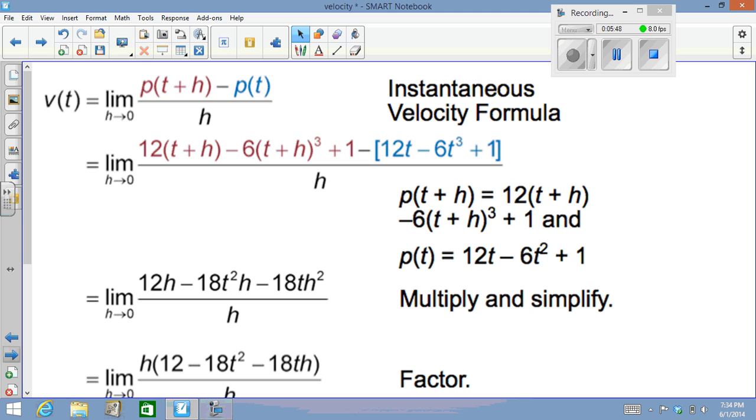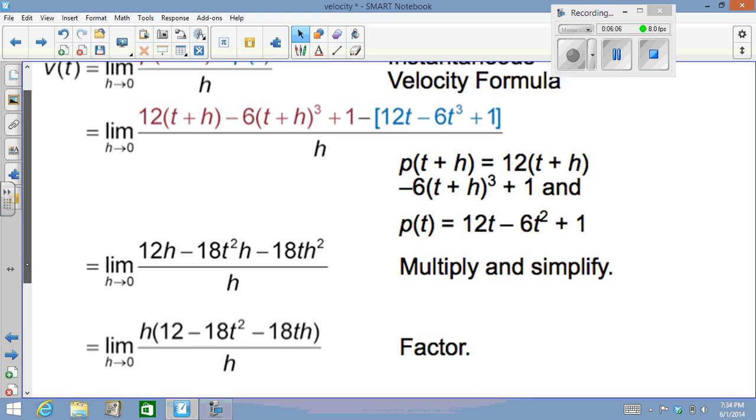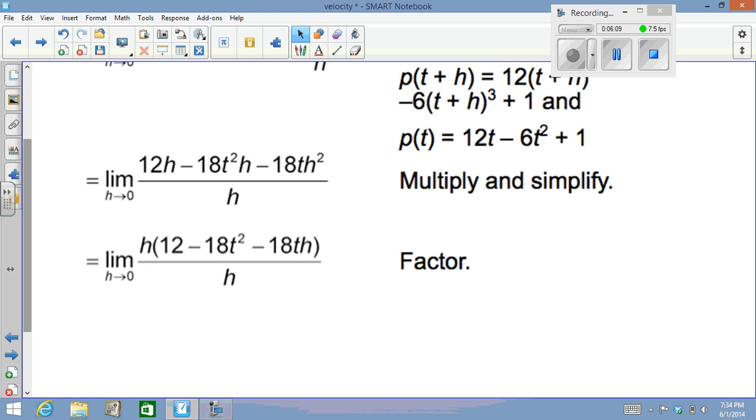So I'm going to have 12 times t plus h minus 6 times t plus h cubed plus 1, minus that same f of t. And then I'm going to simplify a whole lot. And when I simplify, I'm going to end up with 12h minus 18t squared h minus 18t h squared over h. And then I'm going to simplify some more, and I'm going to factor out my h's. And then I'm going to remember to take the limit.